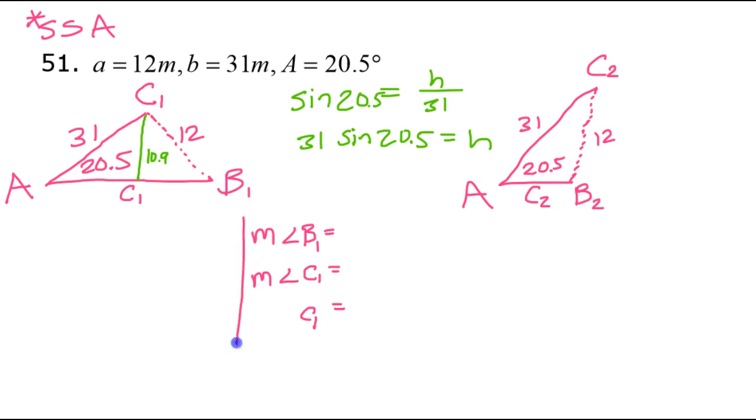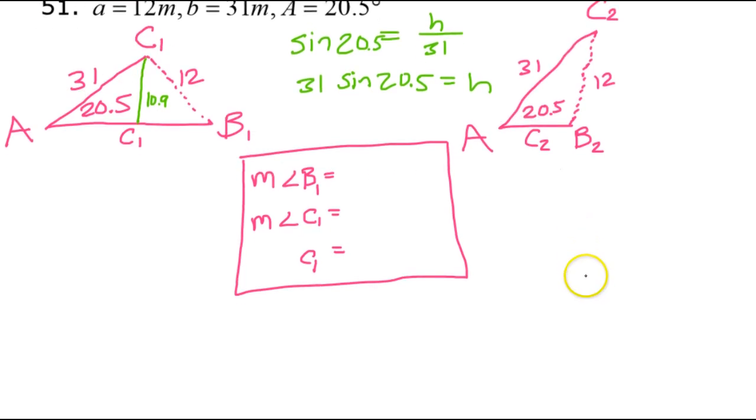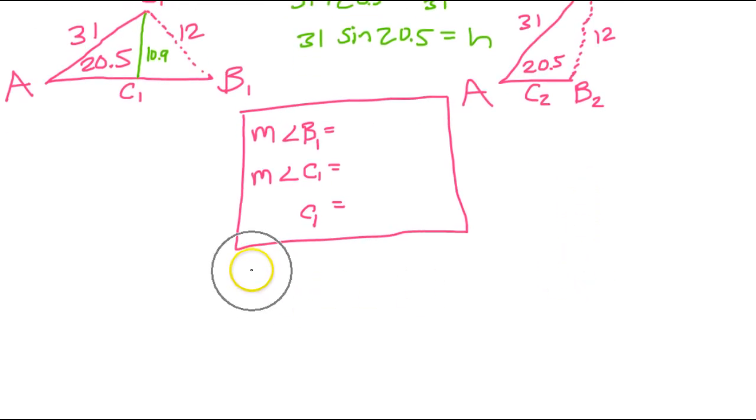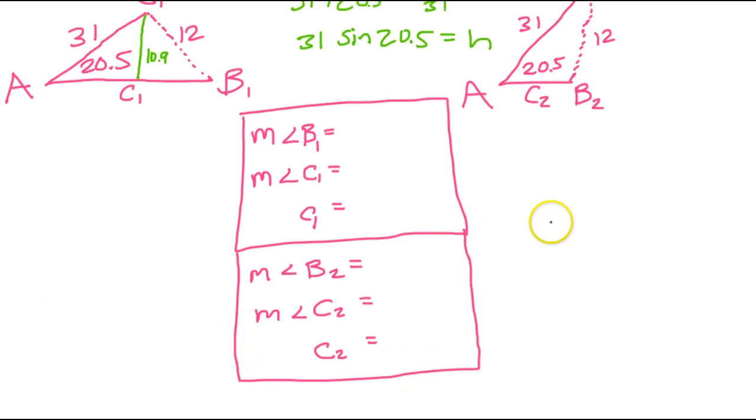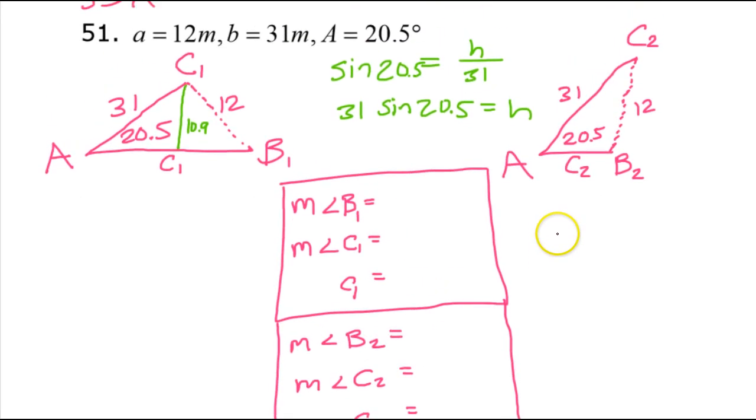All right, so this is one answer box. That's for the first triangle. But I will also need to find, of course, the measure of angle B2, the measure of angle C2, and the length of side C2. So this is a second answer box. Okay, what do I do?